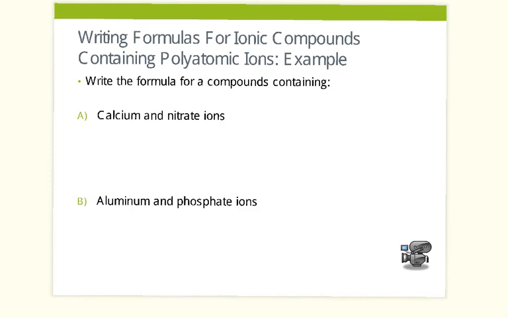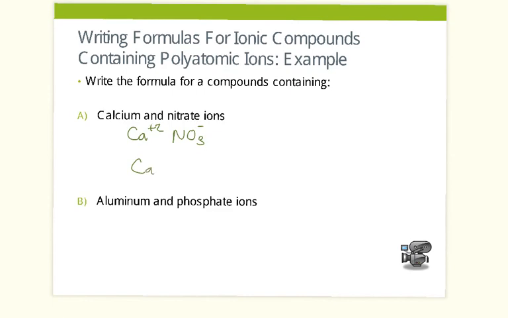Now we do the same exact process for polyatomic ions. So when we write formulas for ionic compounds containing polyatomic ions, we just have to remember the charge on the polyatomic ion unit. So if we have calcium, we write our cation first with its charge. Calcium will always be positive 2. And we write our nitrate ion now with the negative on it.